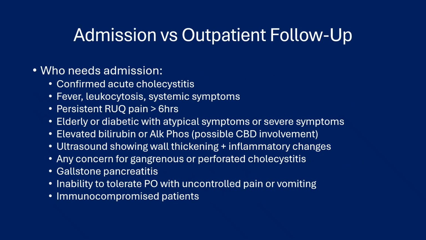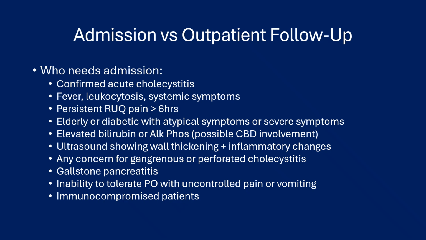Admission versus outpatient follow-up. Who needs admission? Confirmed acute cholecystitis, obviously, needs admission. Fever, elevated white count, systemic symptoms, those would need admission. Persistent right upper quadrant pain greater than 6 hours. Elderly or diabetic patients with atypical symptoms or severe symptoms. Elevated bilirubin or alkaline phosphatase, which could suggest common bile duct involvement. Ultrasound showing wall thickening and inflammatory changes, which would be the textbook definition of acute cholecystitis.